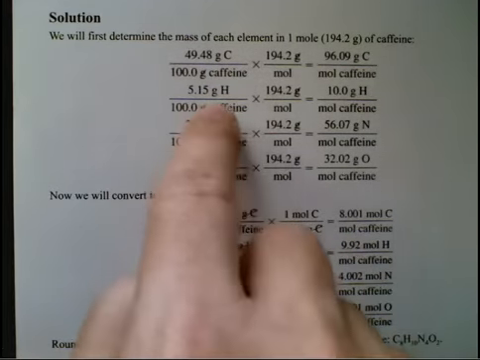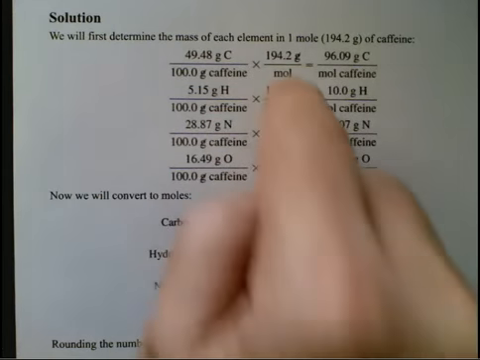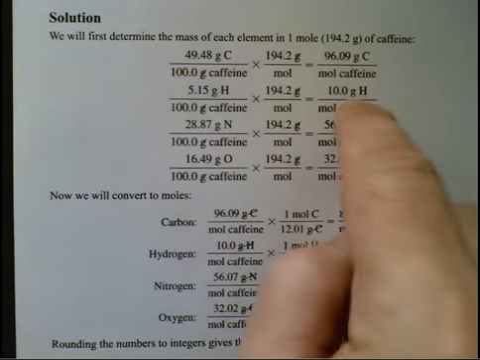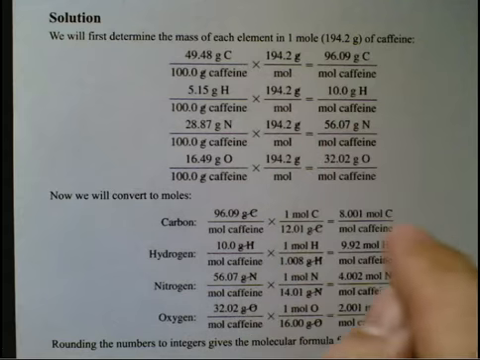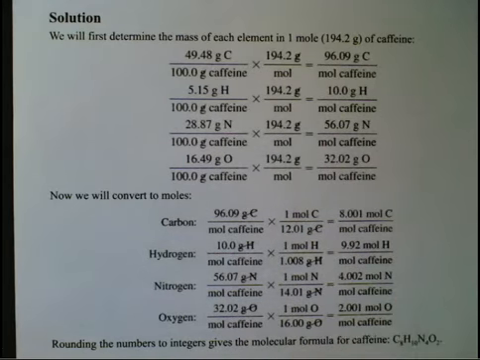So that's how you see that we generated per mole of caffeine for each of these values. But again, mass of hydrogen per 100 grams of caffeine, take the molar mass of caffeine as a conversion factor. We get 10.0 grams of hydrogen per mole of caffeine, 56.07 grams of nitrogen per mole of caffeine, then 32.02 grams of oxygen per mole of caffeine. And so we have grams per mole of caffeine.